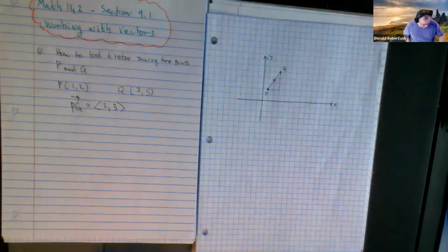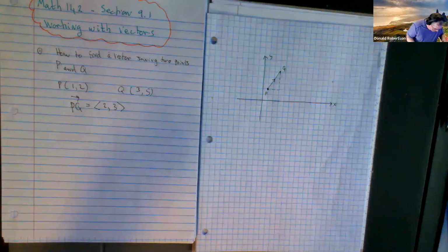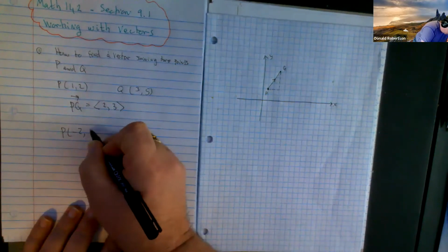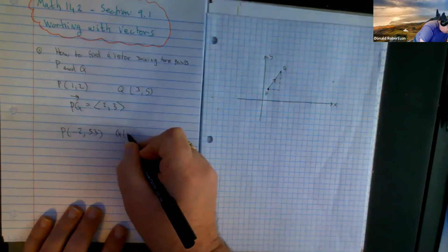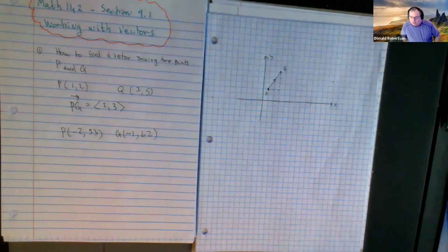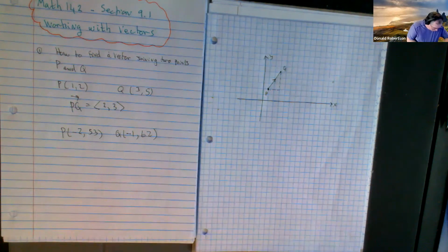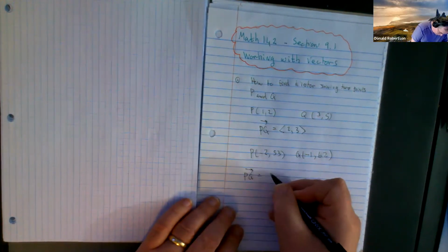And that's fine as long as it's easy to plot. But it does get a little bit messy if the numbers were really big or really awkward, like negative 253 and, I don't know, negative 162. You wouldn't really want to plot them. So there must be another way in which you can do that. And there is.